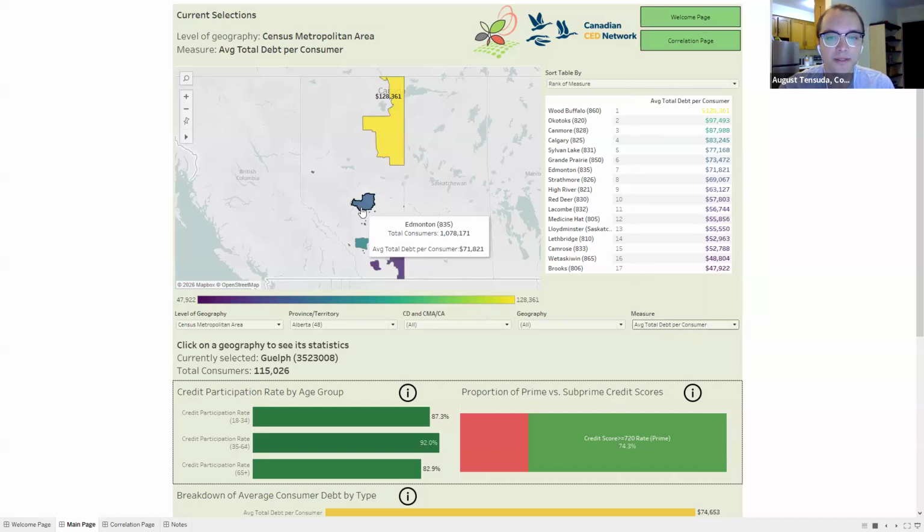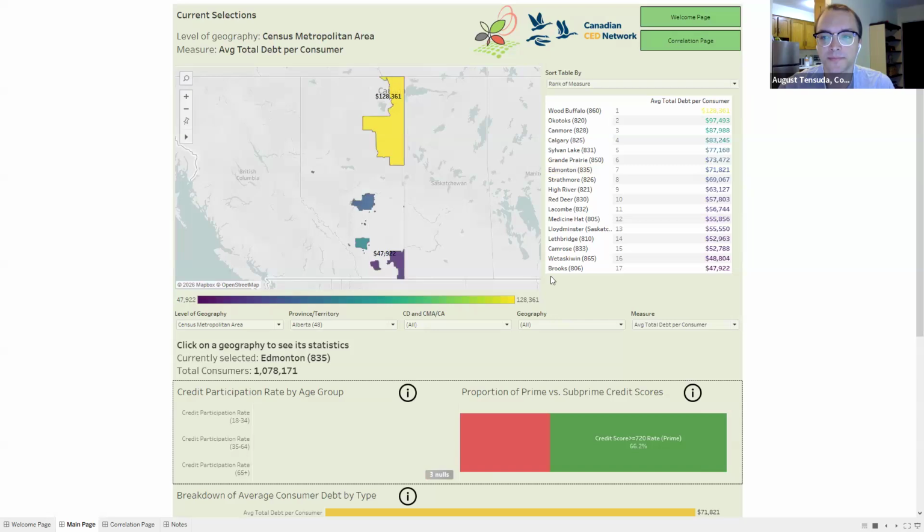Let's click into Edmonton, look at some Edmonton stats. So we can see the rankings across the side here. You can sort these rankings as well. If you wanted to sort alphabetically, you can do that by using this drop down here.